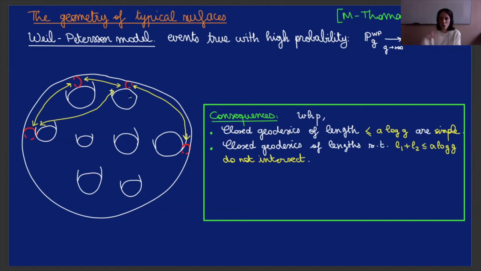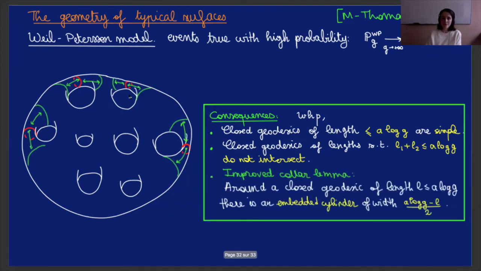So if I wanted to draw all the closed geodesics on my surface, the picture would look like this. Furthermore, you can improve a lemma which is very much used in hyperbolic geometry, called the collar lemma. I actually used it before at the beginning of the talk. So you know that if you have a short, simple curve, there's a neighborhood of the curve, topologically a cylinder. And what's great with the collar lemma is it gives you an explicit width of this cylinder, which depends on the length of the curve.